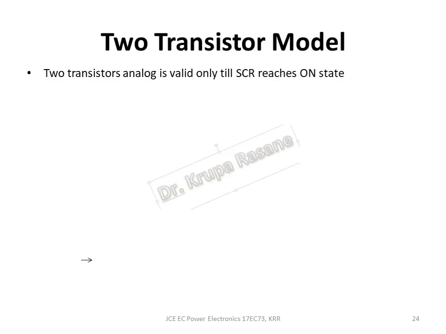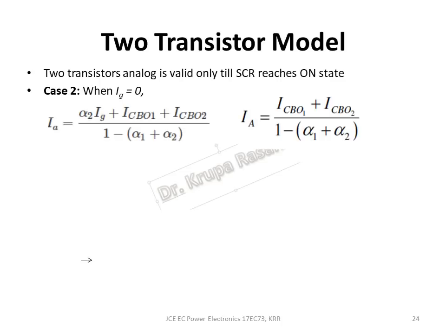So this is the two transistor model, but one thing we should know, the two transistor analogy is valid only till the SCR reaches its on state. After that, the gate has no control. So let us look at the case when the gate current is 0. Let us take the same equation and put Ig equal to 0. If I put Ig equal to 0, this term will go and I land up with only ICB01 plus ICB02 divided by 1 minus alpha 1 plus alpha 2.